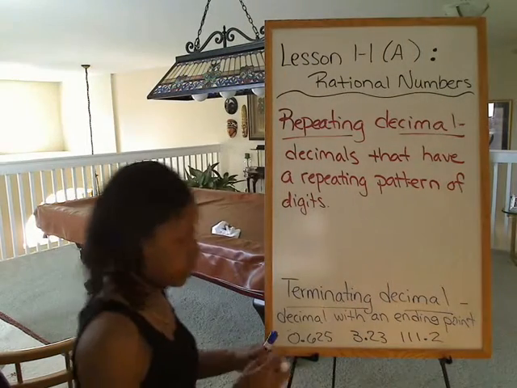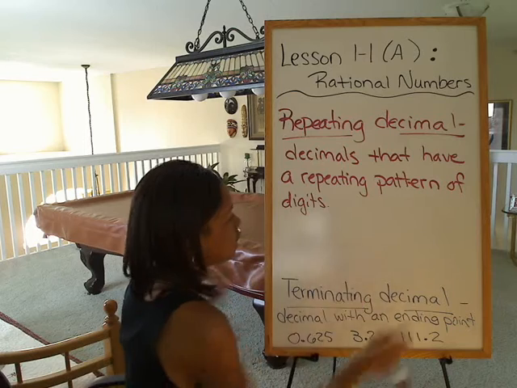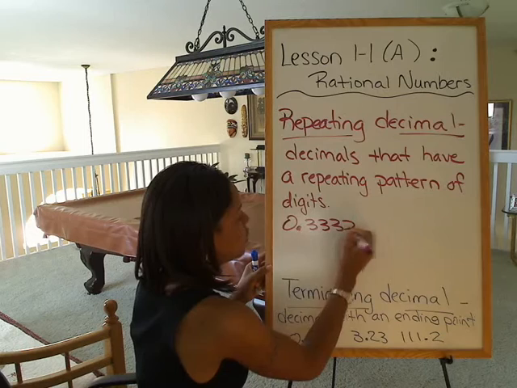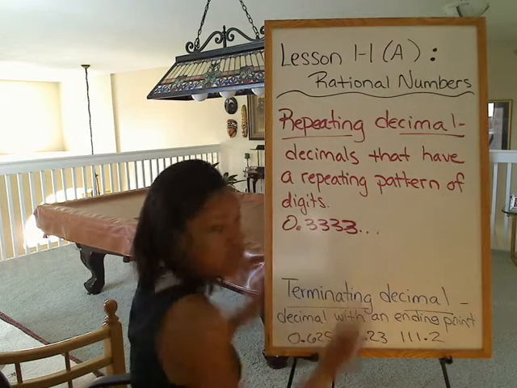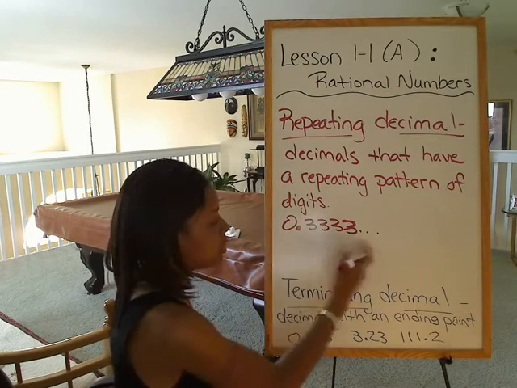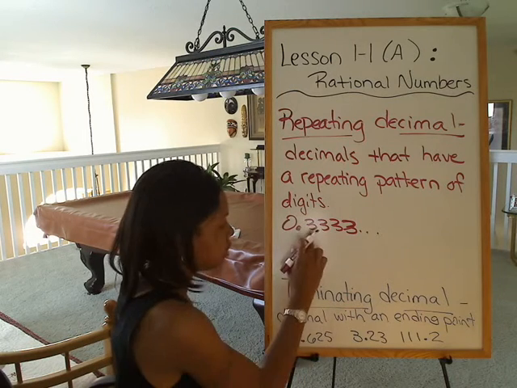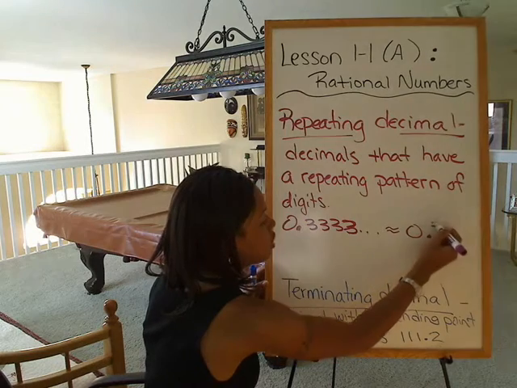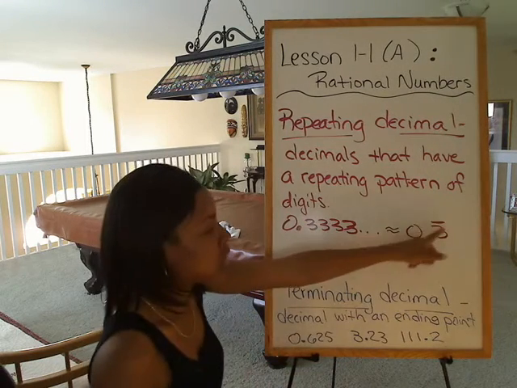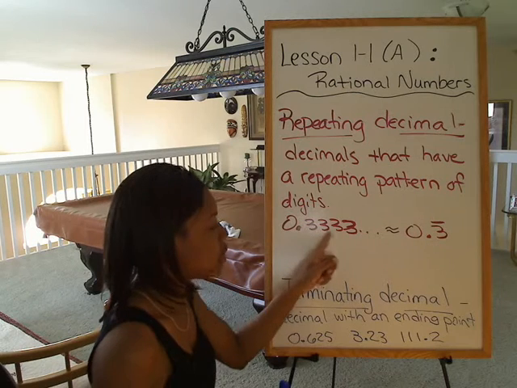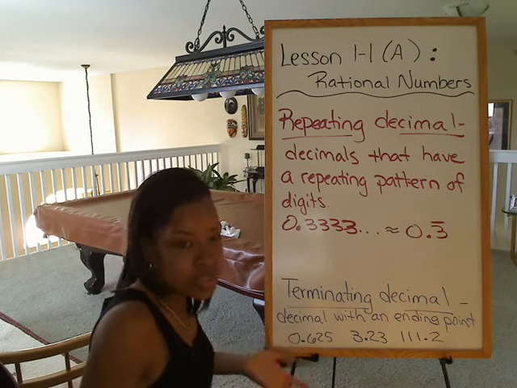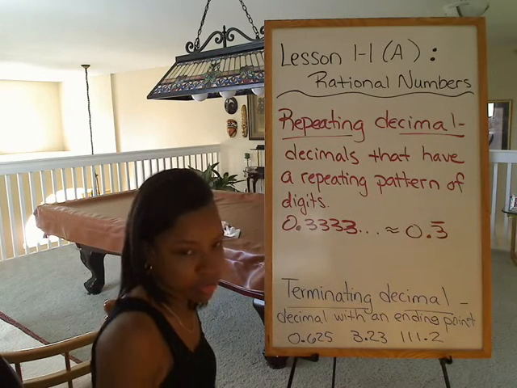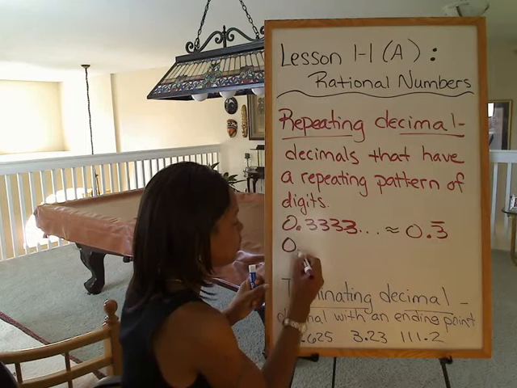So for instance, the decimal 0.3333, and it just keeps going on and on. It never stops. It's called a repeating decimal. What number is repeating? The 3 over and over and over again. So we would write this 0.3 with a little bar over it. That bar is telling you that this 3 is actually repeating over and over and over again. But for the sake of not having to write a million 3s, you just write a 3 with a bar over it.